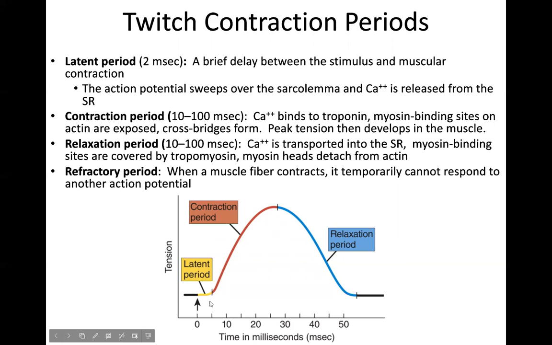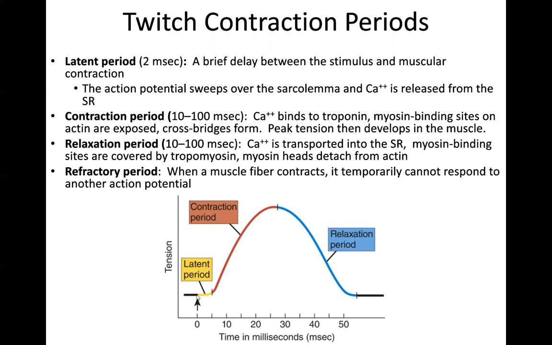What we're seeing in this graph is, down here at the bottom, we're measuring everything in milliseconds, and on the y-axis, we're measuring tension or force. This point right here where the arrow is pointing is showing you when we zap the muscle. Like I said, we can only produce a twitch in a lab. So when the lab software or the piece of equipment stimulates the muscle, in other words, this is where an action potential is created.